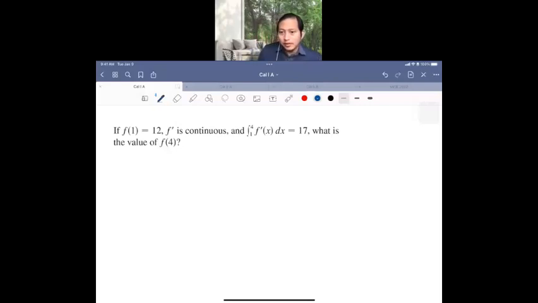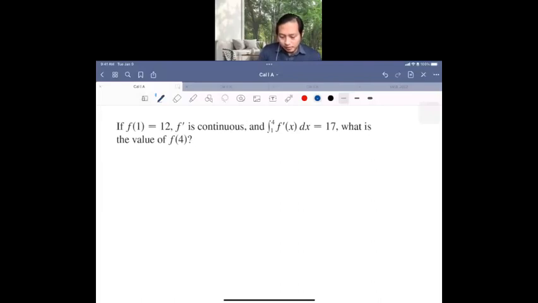Yes, correct, 29. So perhaps this is important for you. If we have this, I think it was also last week's problem. We can state this as, and this is the net change theorem, right? It's the net change theorem.